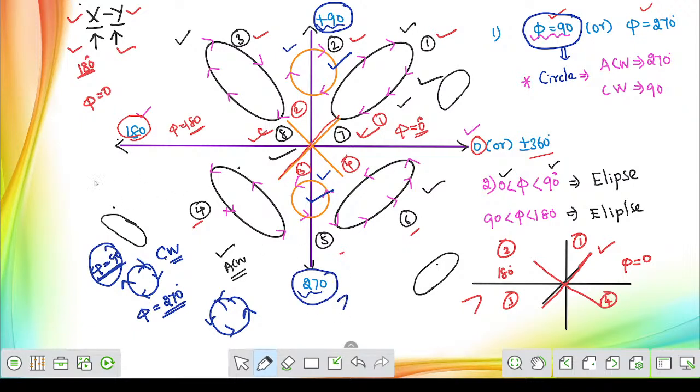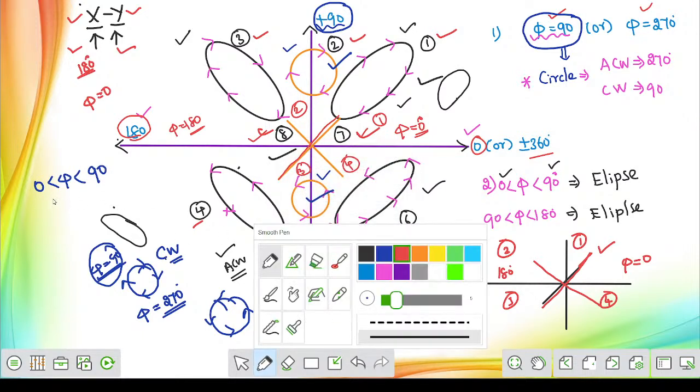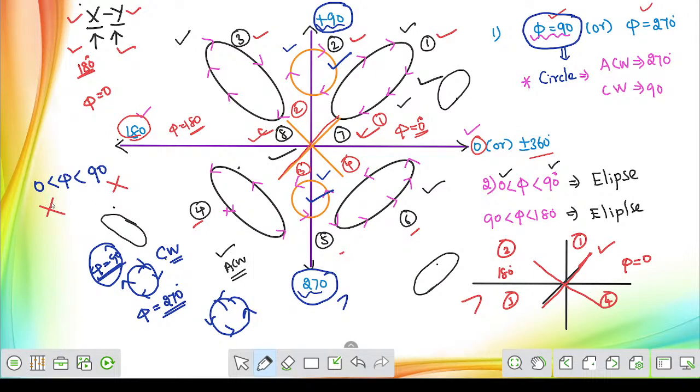degree. Next, suppose the phase angle difference between the two signals lies between 0 and 90 degree, neither 0 nor 90. 0 is not there, 90 is not there, but the phase angle lies greater than 0 and less than 90 degree. Then you can observe an ellipse in the same pattern that I have drawn here. Like this, one ellipse will appear on the CRO screen and that will start rotating in the clockwise direction.